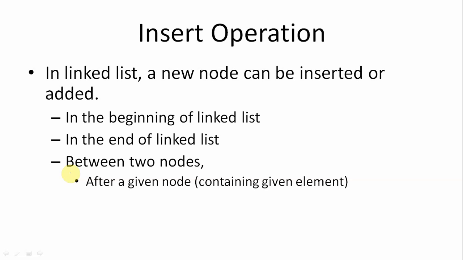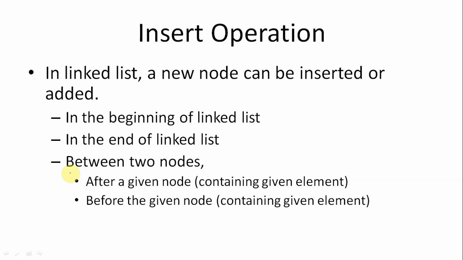given element. We can also insert a node before the given node, means the node containing the given element; we will add a new element before that particular node. And then you can also insert a node at a particular position k. This is known as positional insert. In this positional insert, we have to count the nodes in the linked list, and when we reach the kth node, we can insert a new node at that particular position. There are certain conditions which we have to take care of.